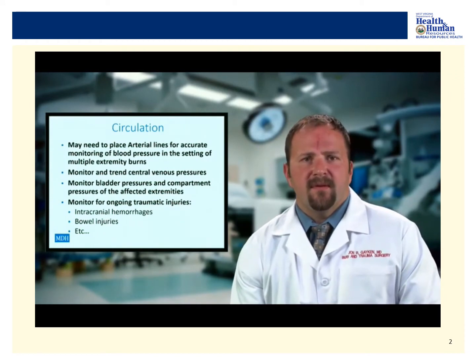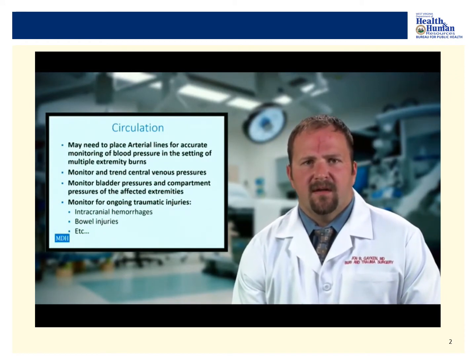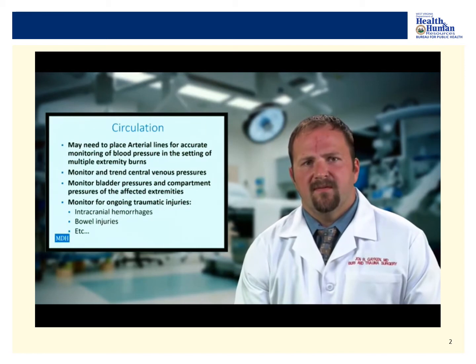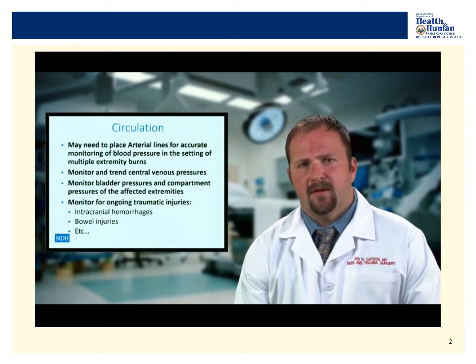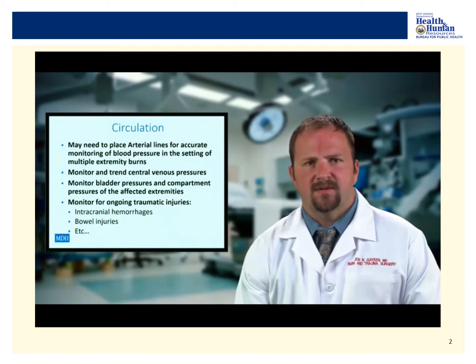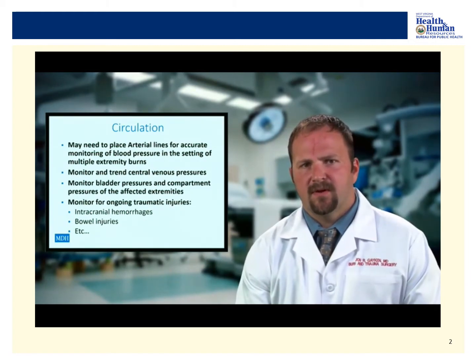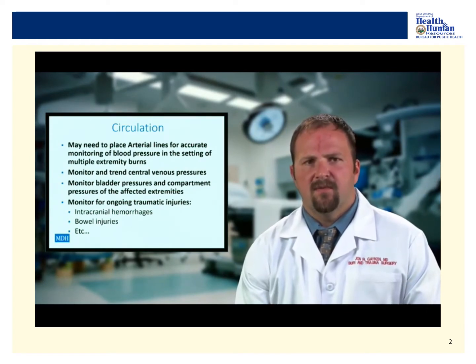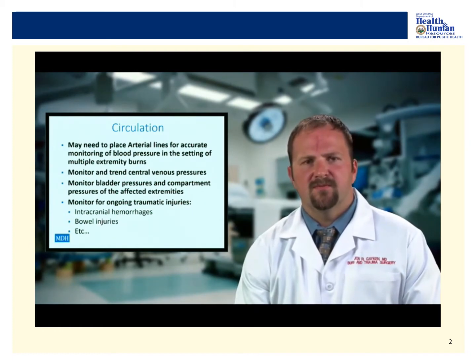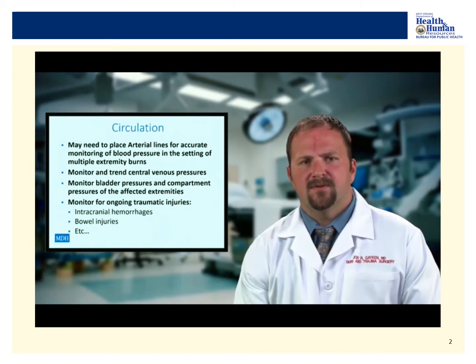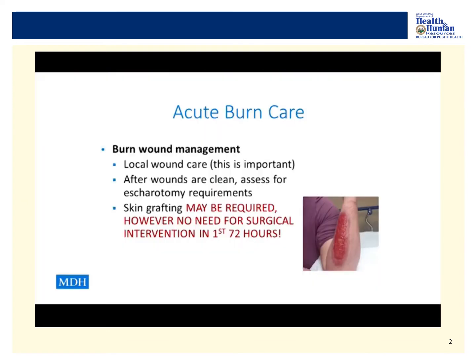Circulation, you may need to place arterial lines for accurate monitoring, as this tissue on the extremities may be extremely burned and become very swollen and have the inability to use blood pressure cuff measurements. You want to monitor and trend central venous pressures. You want to monitor bladder pressures and compartment pressures of the affected extremities. You want to monitor for ongoing traumatic injuries such as intracranial hemorrhages, bowel injuries, etc. Remember, just because what you see on the outside can be distracting, they may have injuries on the inside.